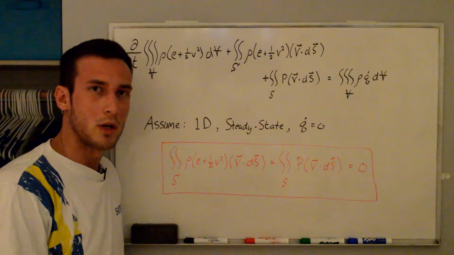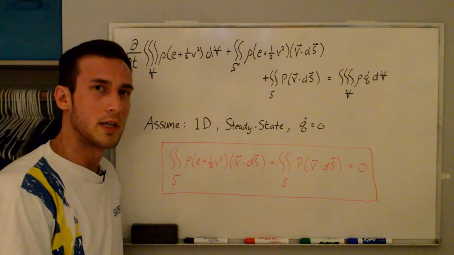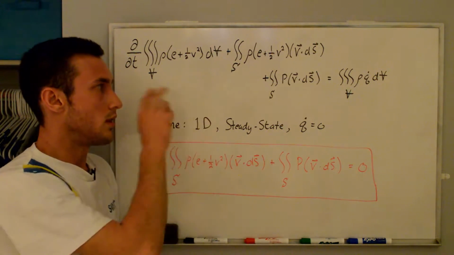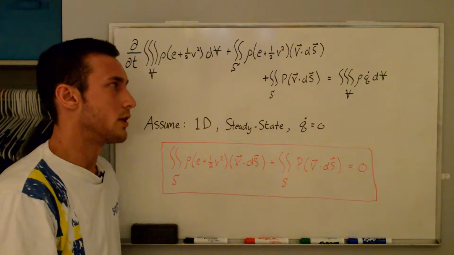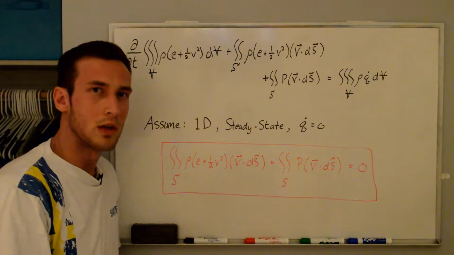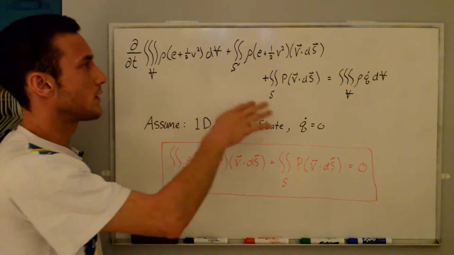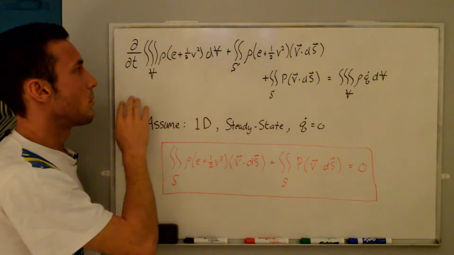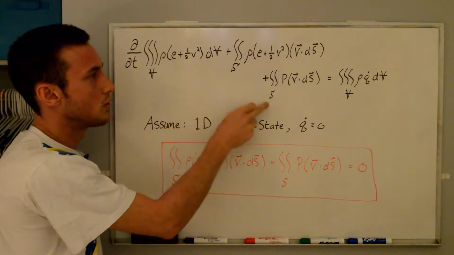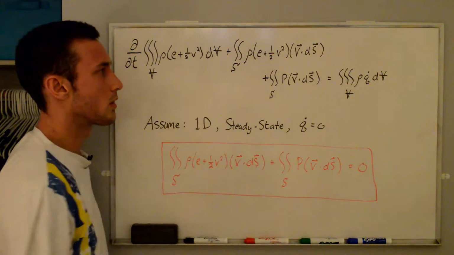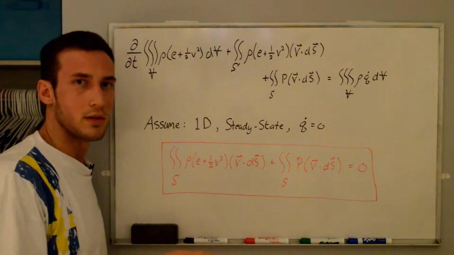Hey everyone, in this video I'm going to be deriving the 1D conservation of energy equation. I'm starting with just the integral form of the conservation of energy that I derived in another video, which I'll link to in the video description, and I'll post a link on the screen here. So we're starting out with this integral form, and we have a volume integral, two surface integrals, and another volume integral over here. And we're going to make some assumptions for this particular derivation.